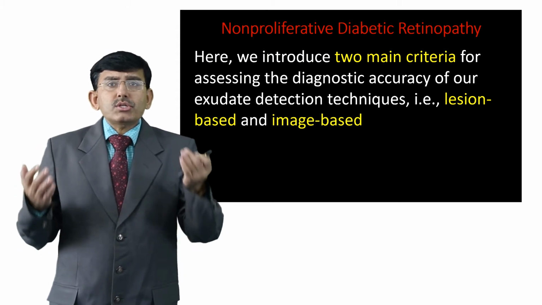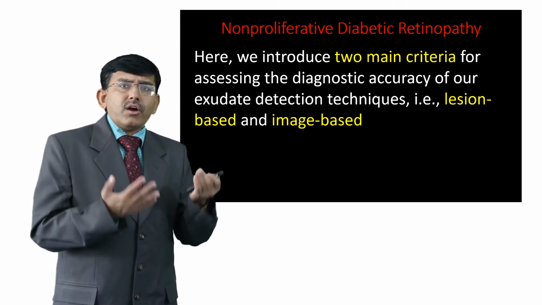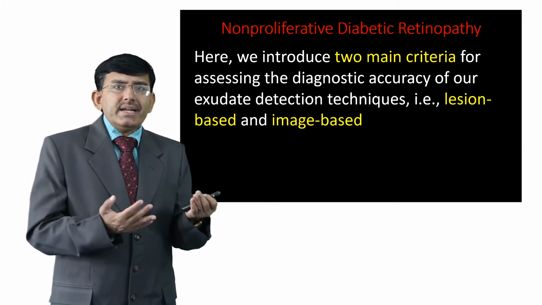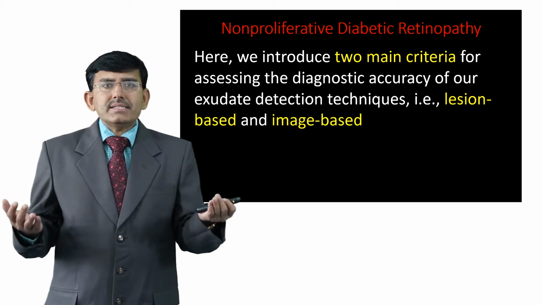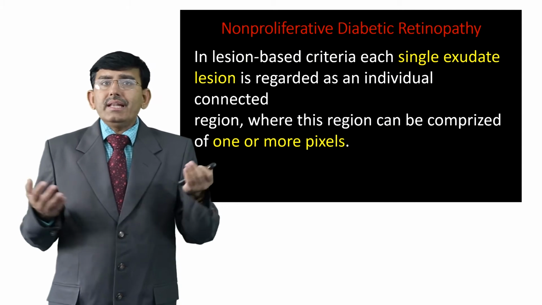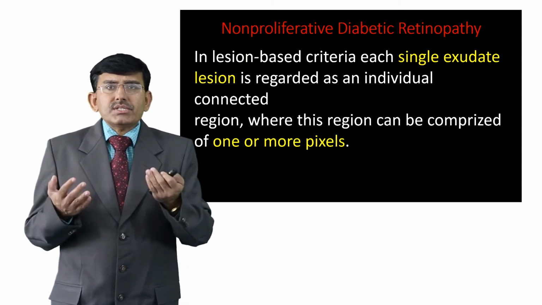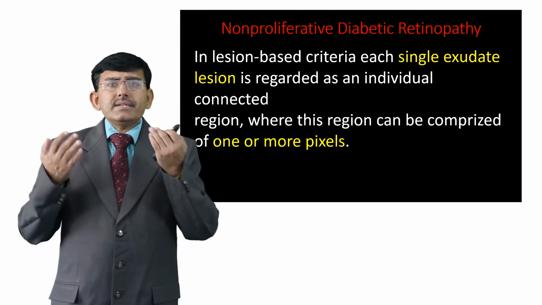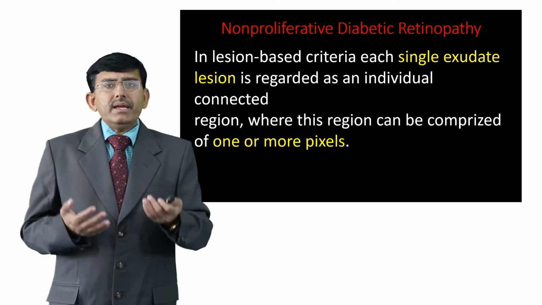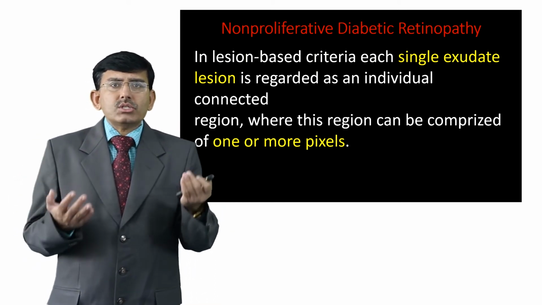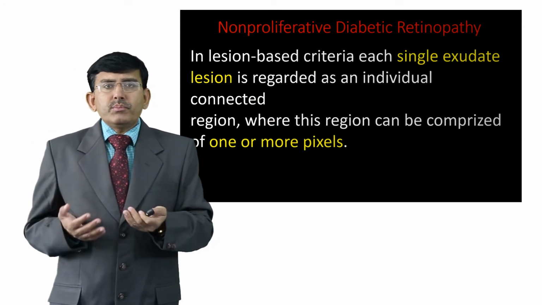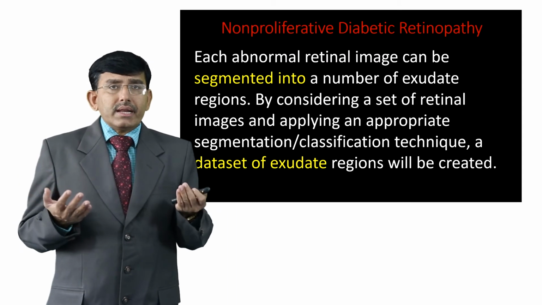Here we introduce two main criteria for assessing the diagnostic accuracy of our exudate detection techniques, that is, lesion based and image based methods. In lesion based criteria, each single exudate lesion is regarded as an individual connected region, where this region can comprise one or more pixels in a group to form that particular region.